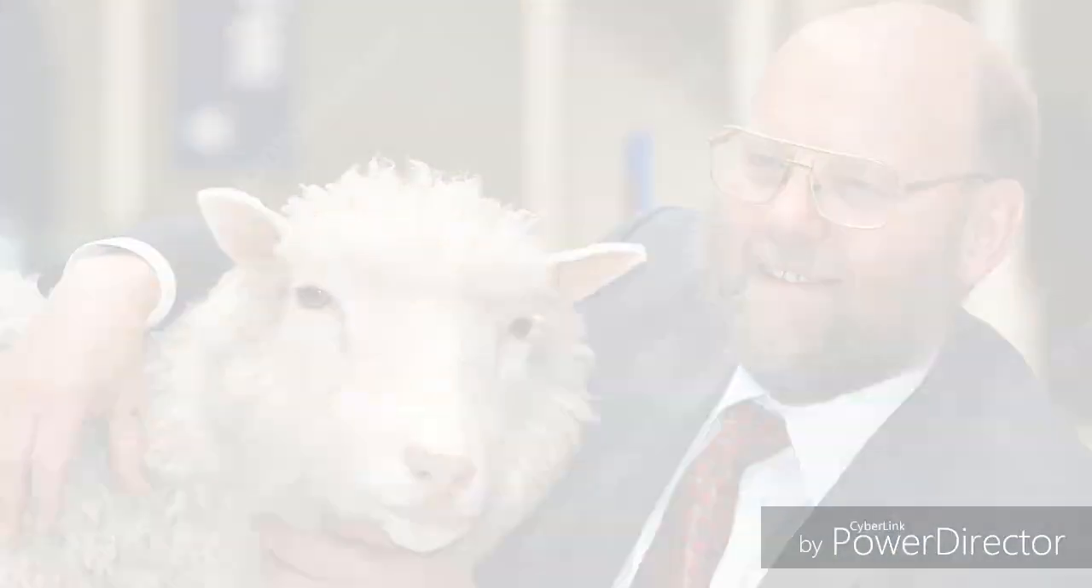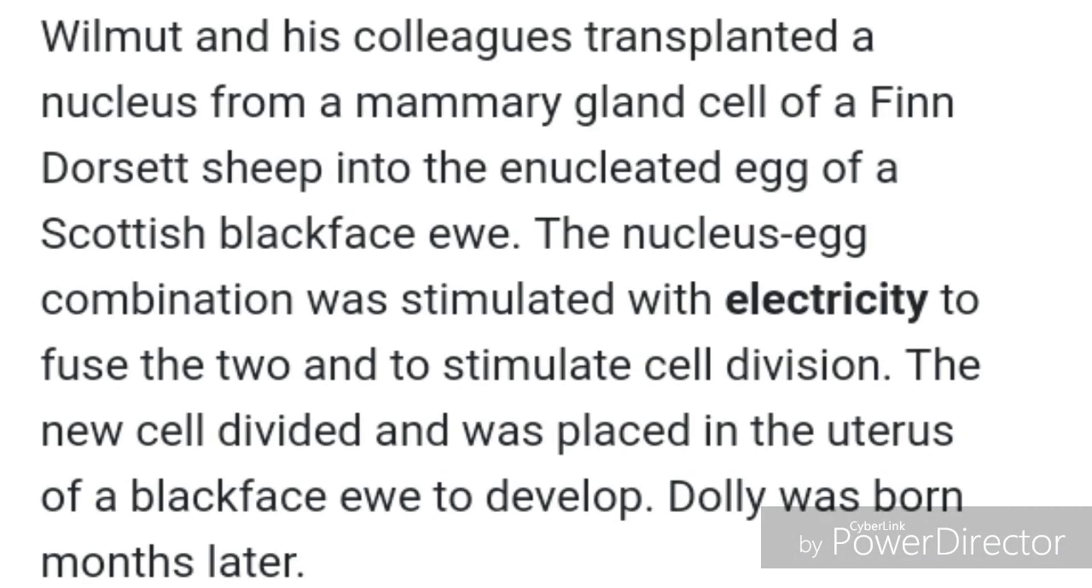Students, now let us learn about the actual process. Ian Wilmut and his colleagues transplanted a nucleus from a mammary gland cell of a Finn Dorset sheep into the enucleated egg of a Scottish Blackface ewe. The nucleus-egg combination was stimulated with electricity to fuse the two and to stimulate cell division. The new cell divided and was placed in the uterus of a Blackface ewe to develop Dolly. Dolly was born months later.